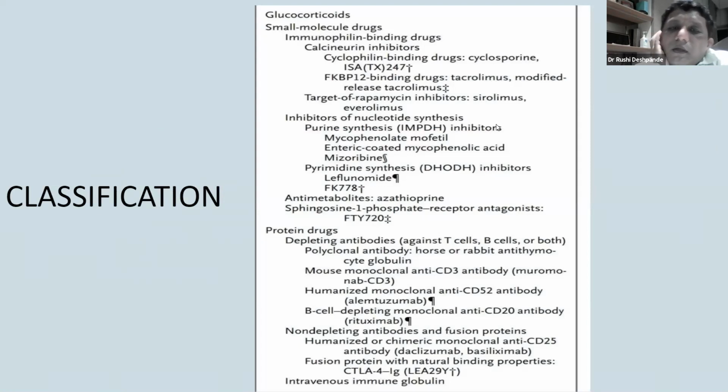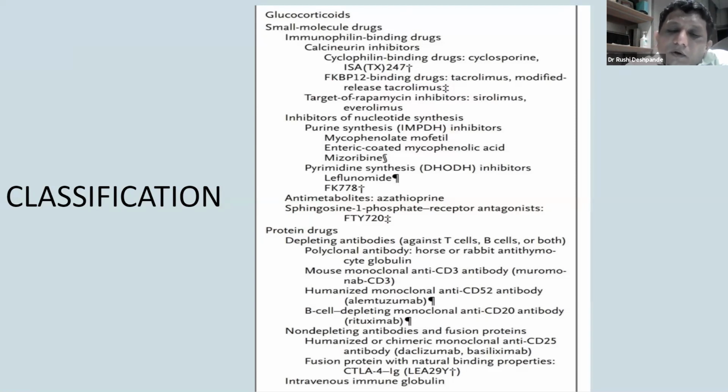So the way I would like to remember it is induction agents and maintenance agents. When it comes to induction agents, it's basically antibodies. They are either depleting in nature or non-depleting in nature. Depleting means reducing the number of cells, right? And non-depleting means just modifying the function, not really destroying the cell. So in the protein antibodies, you see the depleting antibodies. The commonest one used is the rabbit anti-thymocyte globulin. Horse we don't use much, right?